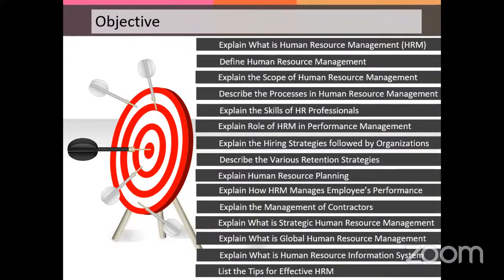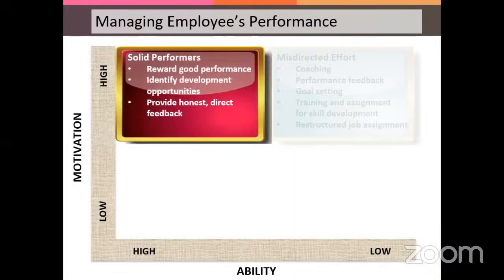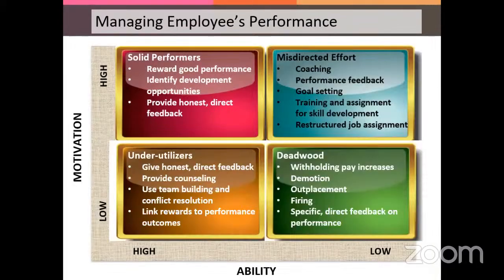Now, let's quickly look at how HRM manages employee performance. We use this grid on the screen to quickly look at managing employees' performance. This grid is a function of motivation and ability. So motivation is plotted against ability, and you have this grid divided into two: you have the high and the low. On the ability side, you have high and low. On the motivation side, you have high and low. So it's divided into four.